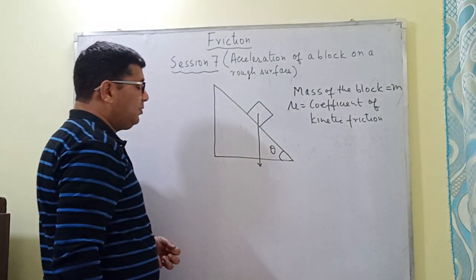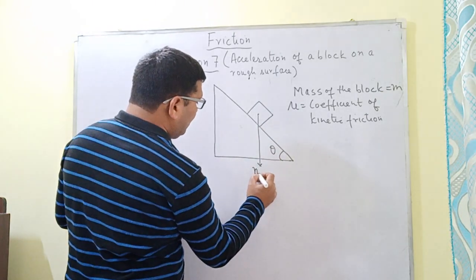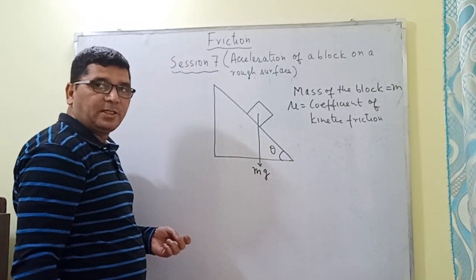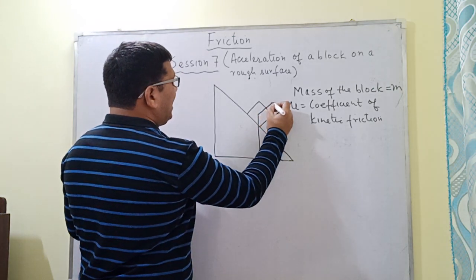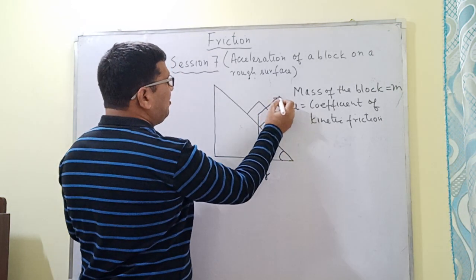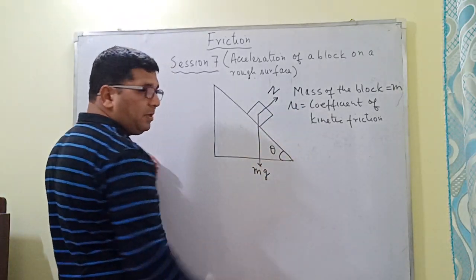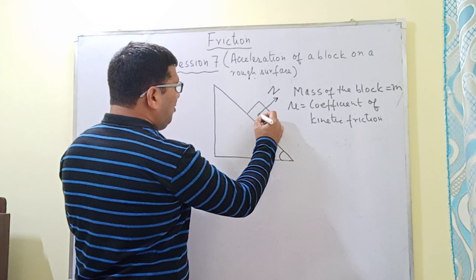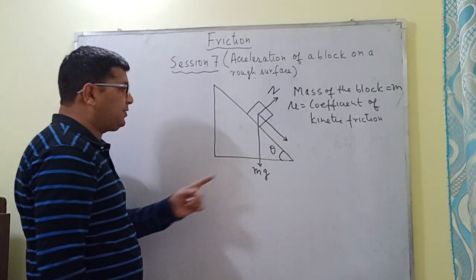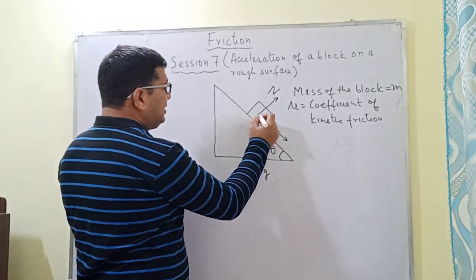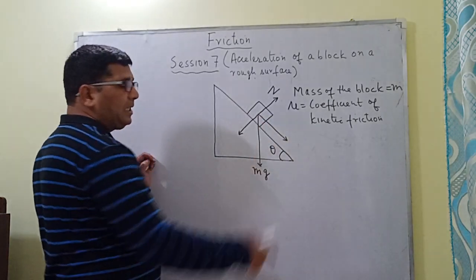The angle of inclination of this inclined surface is theta, and so the weight of this block will be acting vertically downward. Now the normal reaction always acts perpendicular to the surface, so the normal reaction will be acting in this direction. This weight can be resolved into two components. One component will be acting parallel to this inclined surface in this direction, and the other component will be perpendicular to this inclined surface.